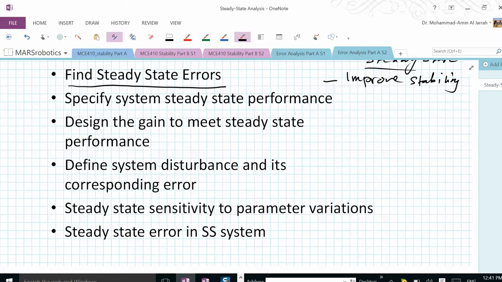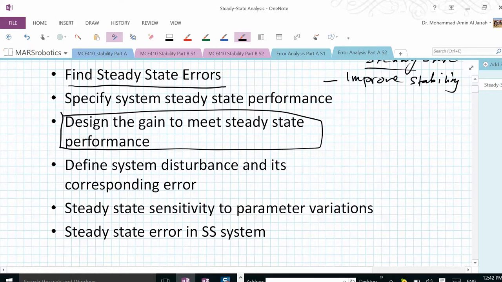Second, we want to design gain to meet steady state performance. Well, I will leave this a little bit later. Okay, design again. Well, what is the structure of a control system?